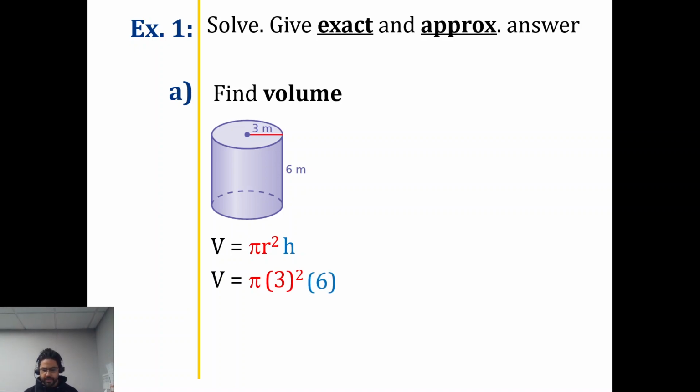On your calculator, go ahead and type it in. 3 squared times 6. 3 squared is 9. 9 times 6 is 54. We keep our pi symbol. Our units are meters cubed because it's a three-dimensional object. And then to find our approximate answer, all I need you to do is to go ahead and multiply by 3.14. So on your calculator, go ahead and do that for us, please. 54 should already be on your screen. Do times 3.14.